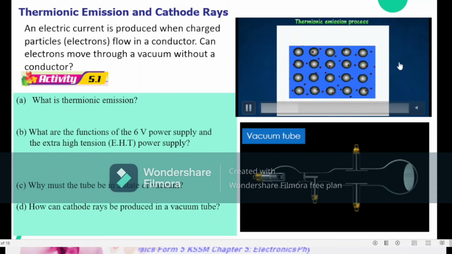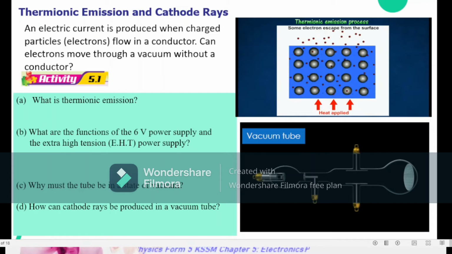You can see below the surface of metal or conductor there are a lot of free electrons. Electrons will just stay there with a certain amount of kinetic energy. Once heat is applied, electrons will gain enough energy and are able to free themselves and release from the surface of the heated metal. The release of electrons from the surface of heated metal, we call the process of thermionic emissions.